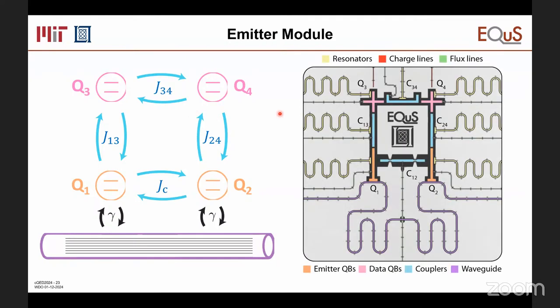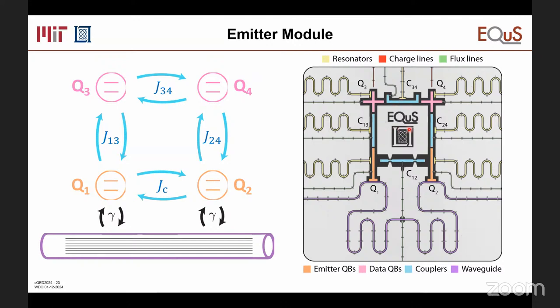So this is what the device looks like. It has, in total, four data qubits and four couplers. Qubits one and two are coupled to this waveguide. Qubits three and four are where we create the entanglement. And the blue is the coupler that we use. We drive it to create that entangled state.